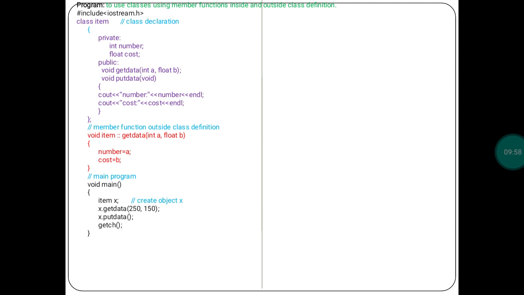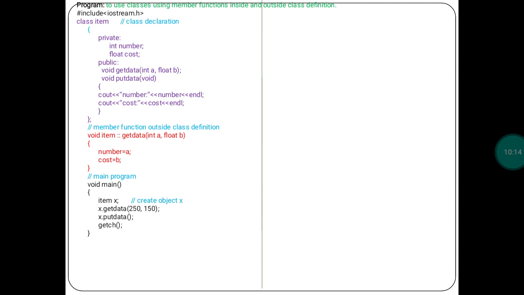So it is called the put data. This is called the inside class definition. For the put data member function, we have written the code inside the class. For get data, we are going to write it outside the class.